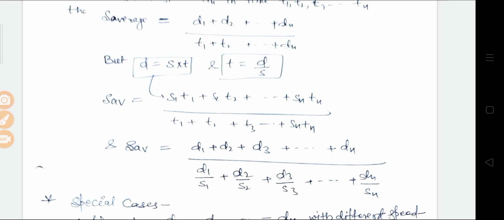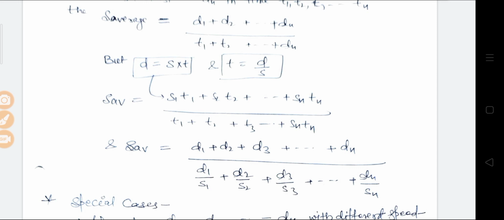So if you know only two quantities, either distance and time, or speed and time, you can find the average speed. In the first case, average speed equals s1 t1 plus s2 t2 up to sn tn upon t1 plus t2 plus t3 up to tn.